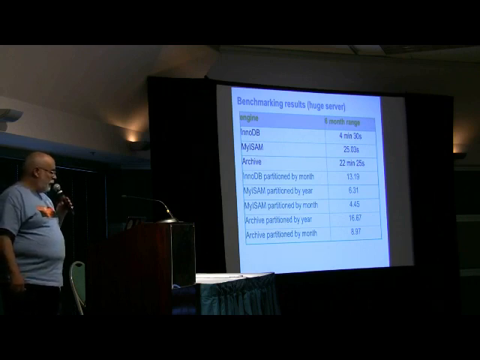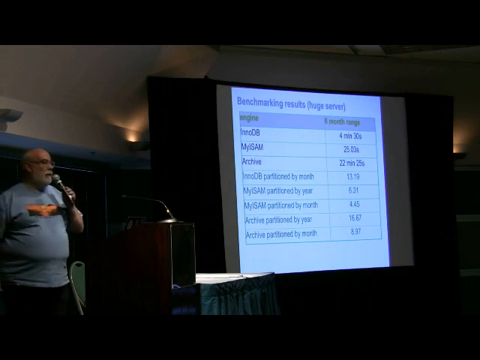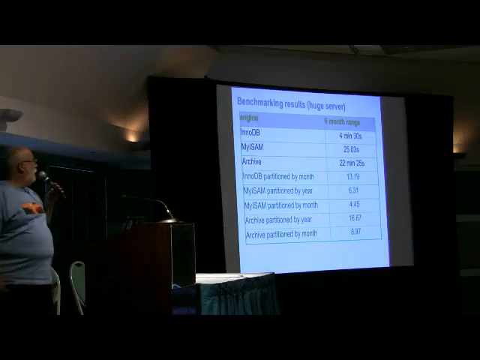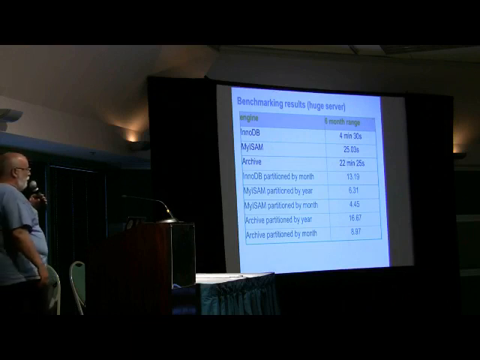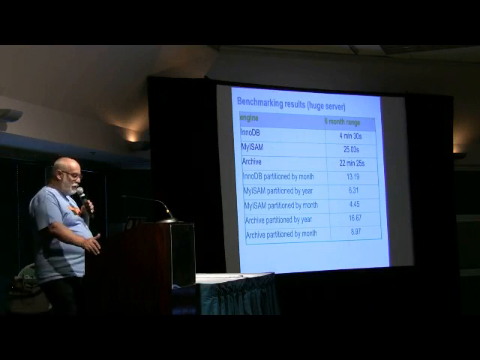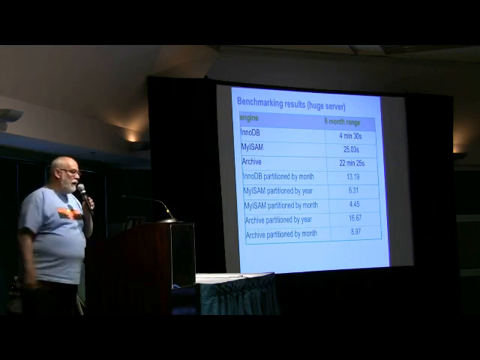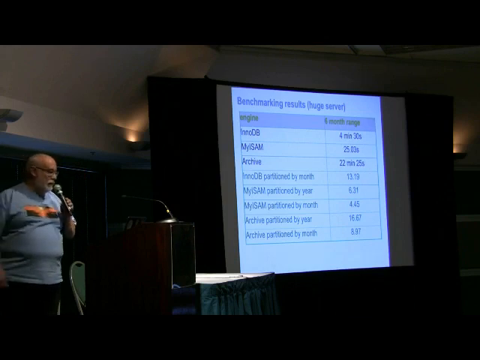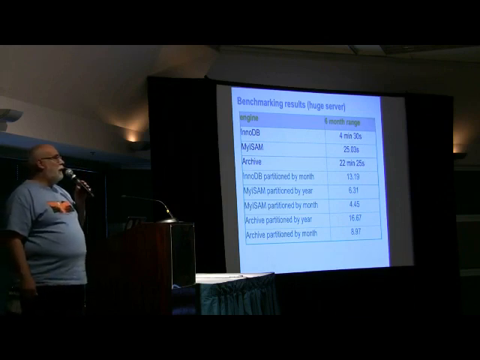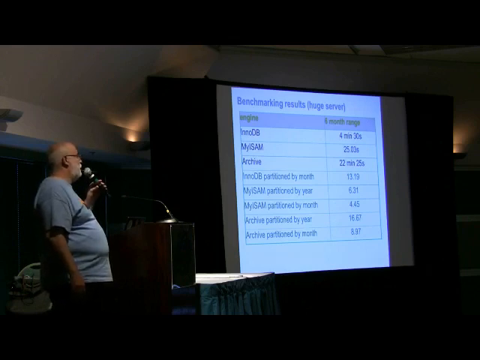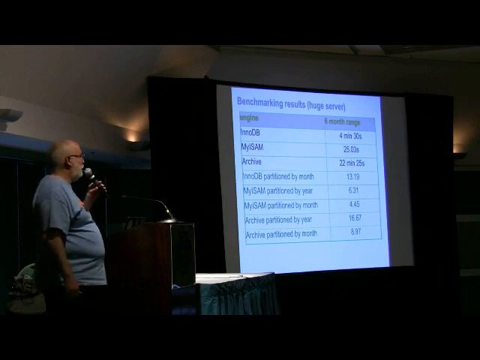Why don't I have InnoDB partition by month? Because it took so long that I couldn't finish the loading. But anyway, InnoDB took 20 hours to load. MyISAM took only 3 hours. Archive partition by year takes 16 seconds, and archive partition by month is 9 seconds. So if you have large amounts of data, archive plus partitions could be a good choice.